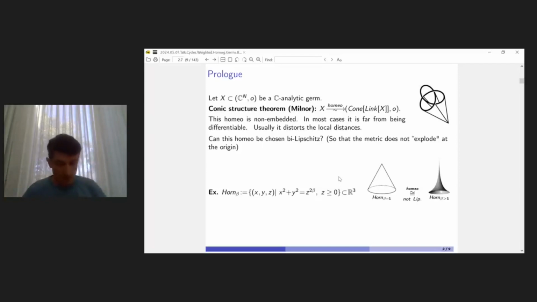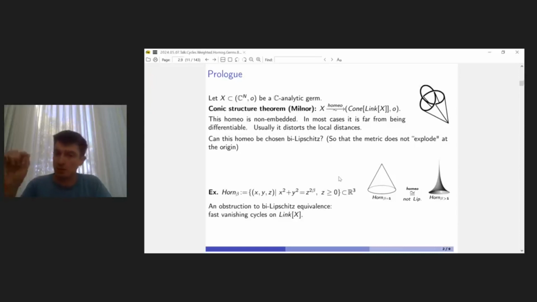This is the simplest obstruction to Lipschitz equivalence. Basically on the right, when we have the honest horn, not just a cone, we have a fast vanishing cycle. You see this horn, as we approach the origin, it vanishes at a speed higher than linear. Again, all this is sort of hand waving. I did not define anything yet. And this turns out to be the simplest obstruction to bi-Lipschitz equivalence. And one would like to detect such fast vanishing cycles.